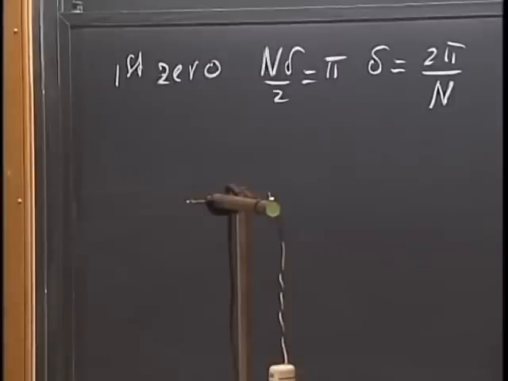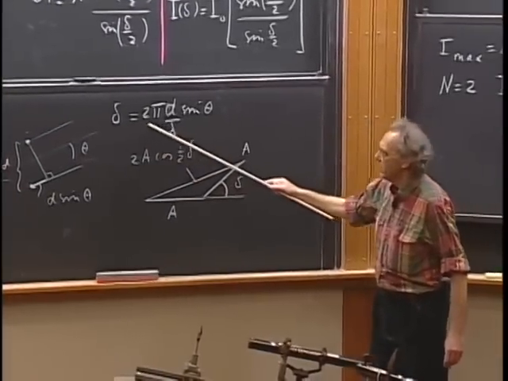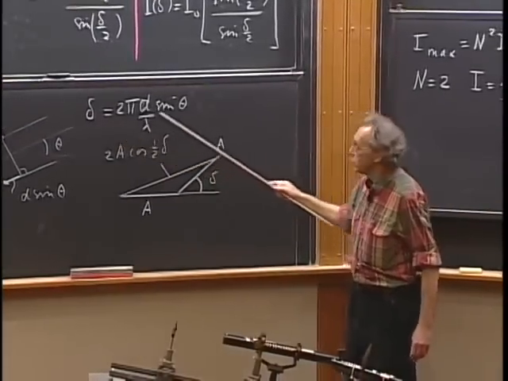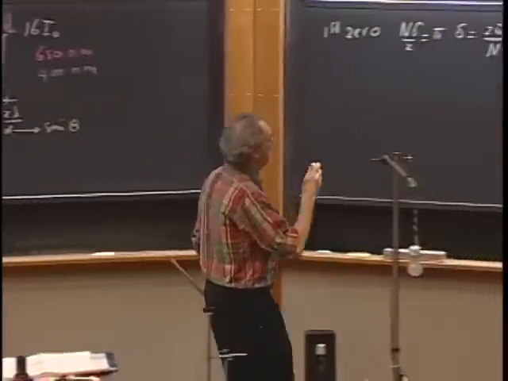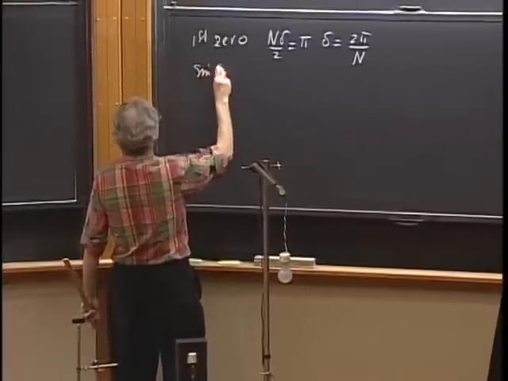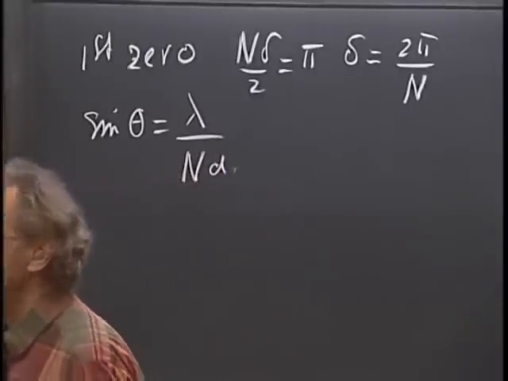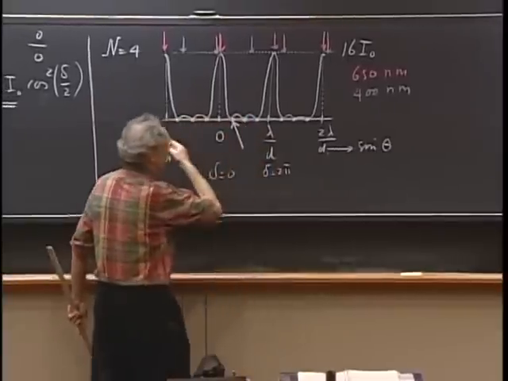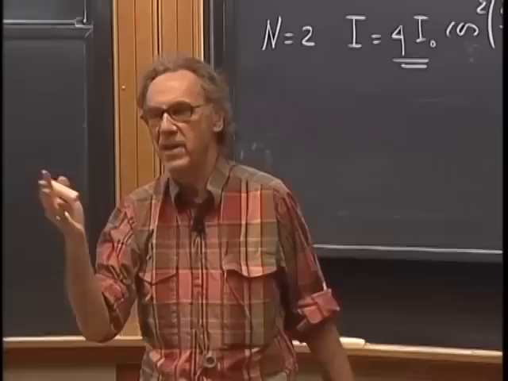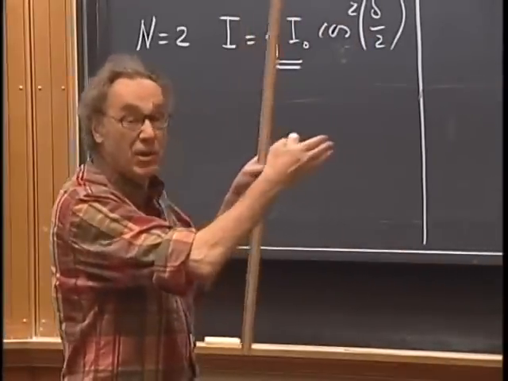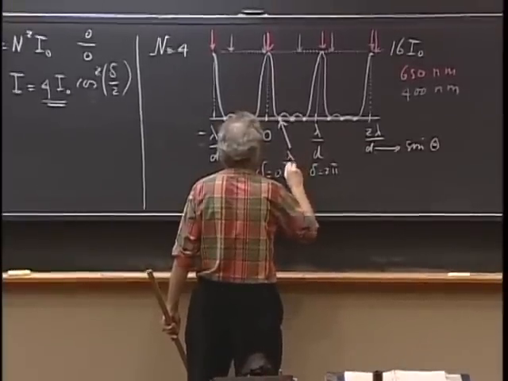So now I go to this equation, and I put in here for delta 2 pi divided by n. And what you see then is that sine theta becomes lambda divided by nd. In other words, this point here, in terms of sine theta, which of course is the same as angle theta in radians because these angles are small. So this is an angular dimensional plot. So this here is lambda divided by nd.